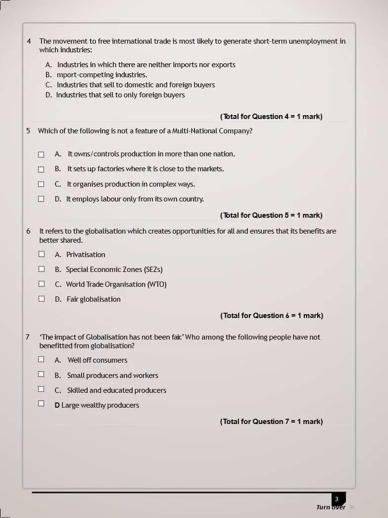Here also you can see question 4. So in question number 4, the movement to free international trade is most likely to generate short-term unemployment, which includes... So the question is saying the movement to free international trade. That means trade is happening without any restriction.